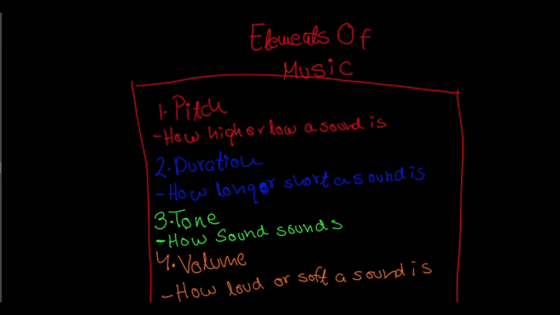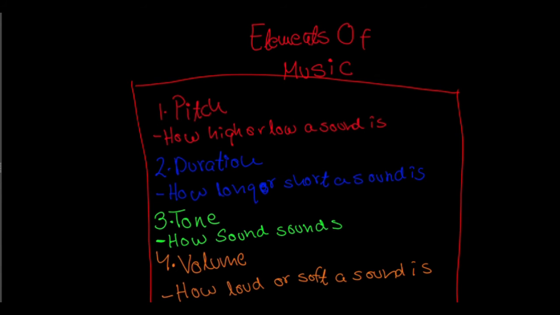These are the four, and all music, and I mean any possible music, can be broken down in terms of these. Some people say melody and harmony. Melody and harmony are part of pitch. So each music has pitch, duration, volume, and tone, and I can break it down like that. So basically these are the four basic elements of music.